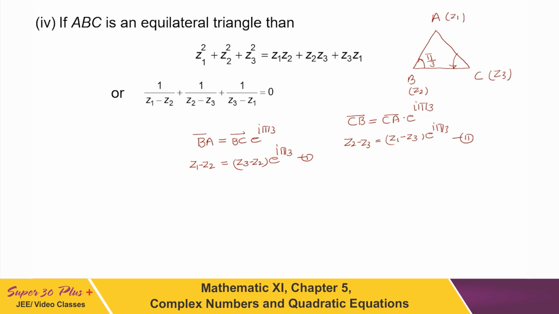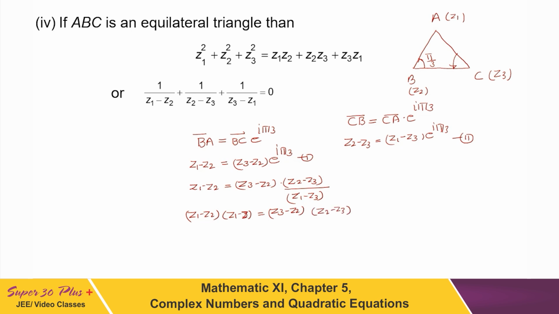We are going to substitute the value of e to power iota pi by 3 from one equation to another equation. Then we can say that Z1 minus Z2 is equal to Z3 minus Z2 into Z2 minus Z3 whole upon Z1 minus Z3. Now we are going to cross multiply it. It is Z1 minus Z2 into Z1 minus Z3 is equal to Z3 minus Z2 into Z2 minus Z3.